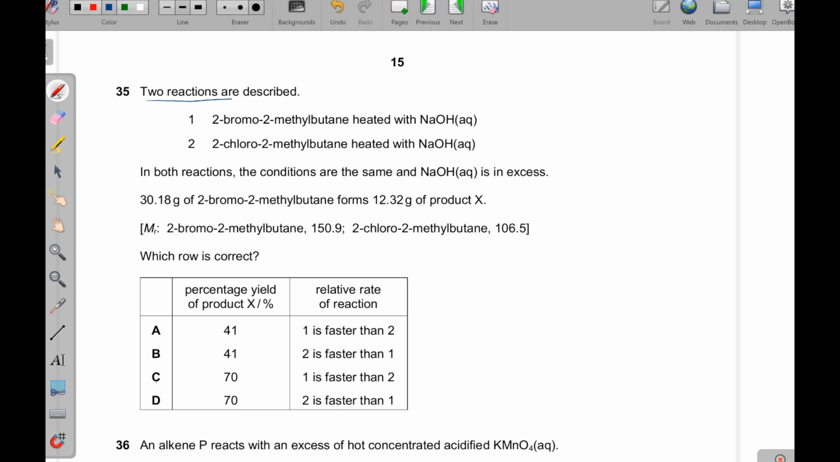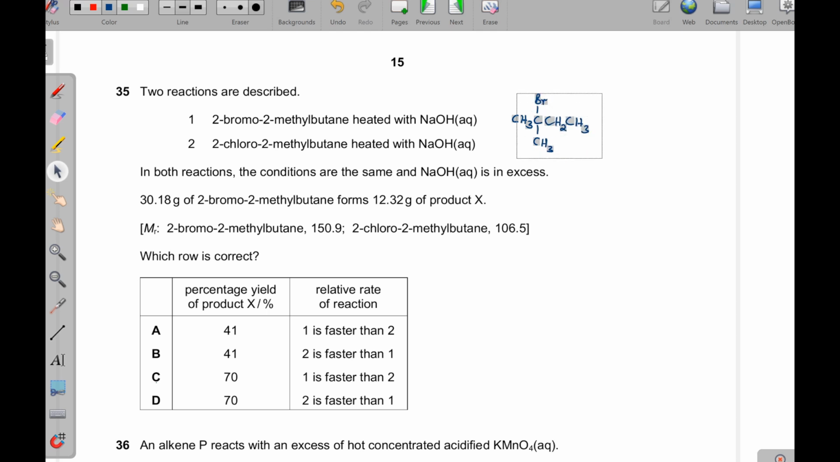Question 35. Two reactions are described. 2-bromo-2-methylbutane heated with aqueous sodium hydroxide. Now here we get an alcohol. It's a substitution reaction. What is 2-bromo-2-methylbutane? So we have 1, 2, 3, 4. 2-bromo, 2-methyl. Then butane, so CH3, then CH2 here, CH3. So that is what we are going to have here.